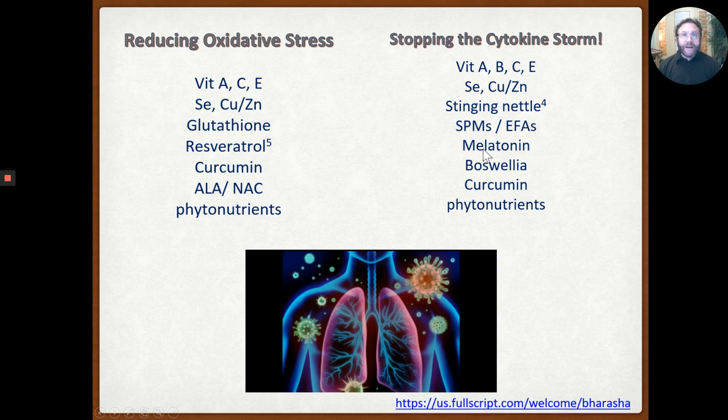Melatonin shows up again here. Here you would use it differently than for sleep or for general immune support. You would want to take 10 to 20 milligrams to help dampen down a cytokine storm. Boswellia shows up again, curcumin again, and phytonutrients.